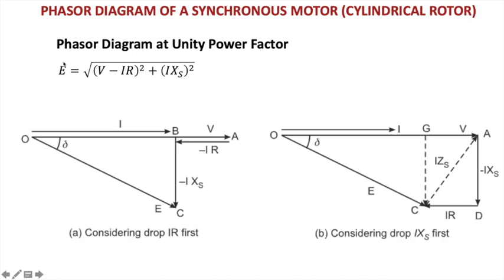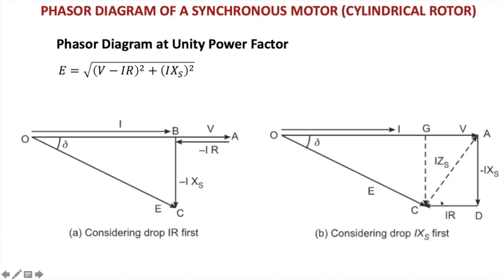Now here you have the phasor diagram at unity power factor. This means the current is in phase with the voltage. So the IR drop is just in opposition, and the reactance drop is perpendicular to it. So E equals the square root of V minus IR, squared, plus IXS, squared, from the right angle triangle OBC. You can calculate it and you will get this equation.